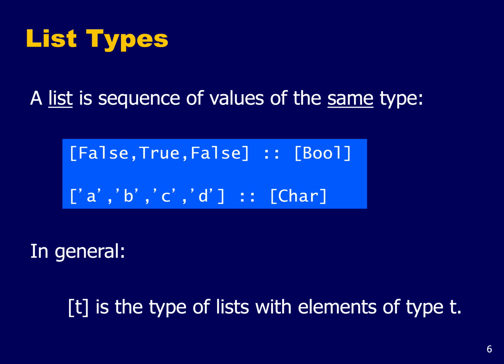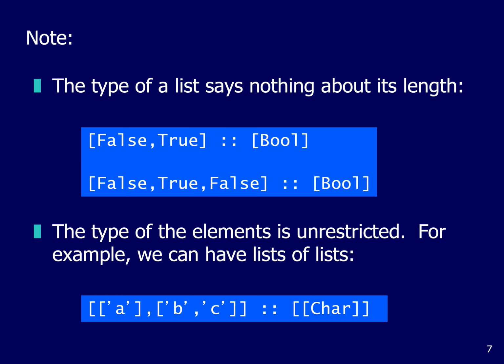In general, if I give you any old type T and I write square brackets around it, that's going to be the type of lists with elements of type T. An important point here is that there's no constraints on this type T. It could be anything you like. You could have lists of lists, you could have lists of tuples, you could have lists of functions, you can have whatever you like.